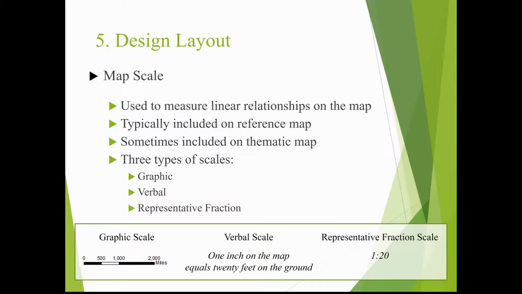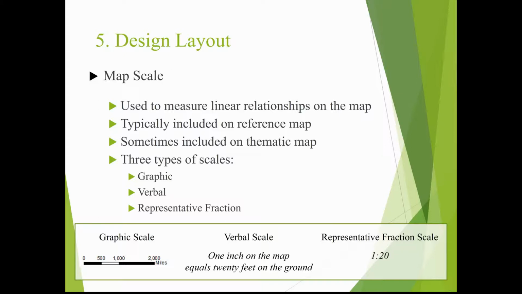The map scale is used to measure linear relationships on the map. Map scale is typically included on a reference map, but is not required to be included on thematic maps. A map scale should only be included on a map when you want the user to measure the distance on the map, or the scale of the map is not intuitive to the map reader. There are three types of scales that we could place on a map: a graphic scale, a verbal scale, and a representative fraction scale.